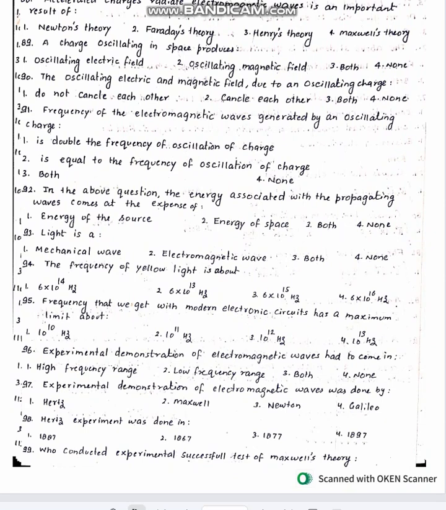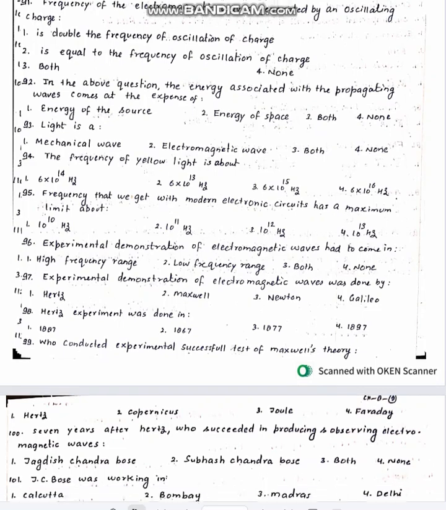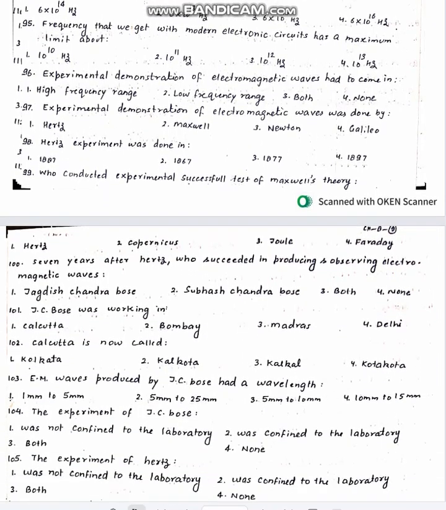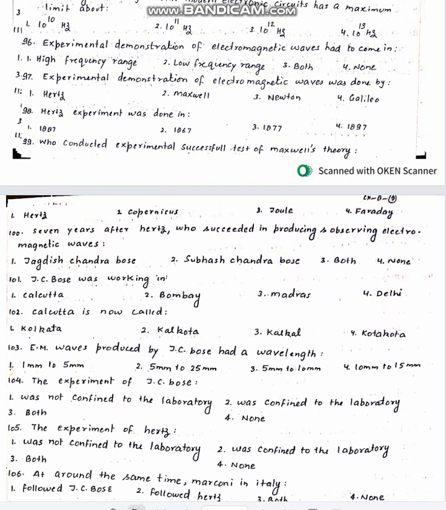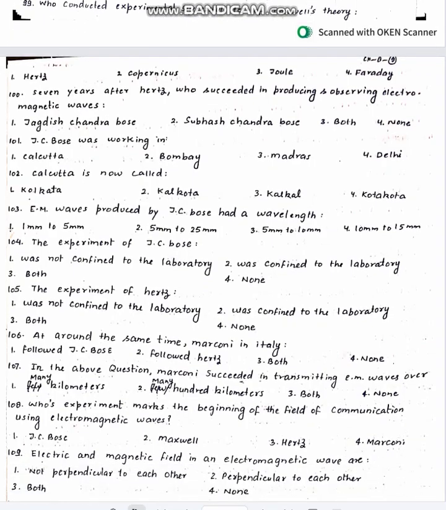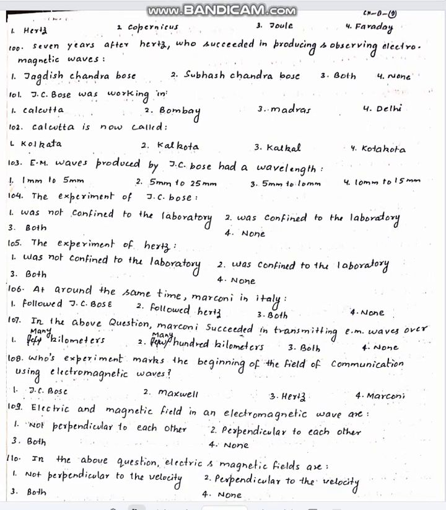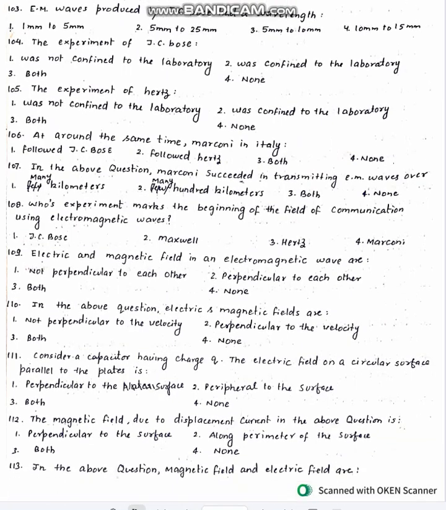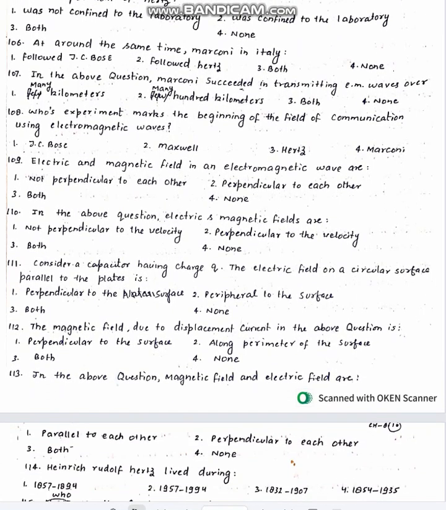Then certain questions on frequency of yellow light, its wavelength, experimental demonstration. Then a Hertz experiment on that. Then certain theoretical problems on the various scientists which worked on this. Then J.C. Bose experiment, wavelengths. Then Marconi's work. Then concept of electric and magnetic fields in an EM waves.